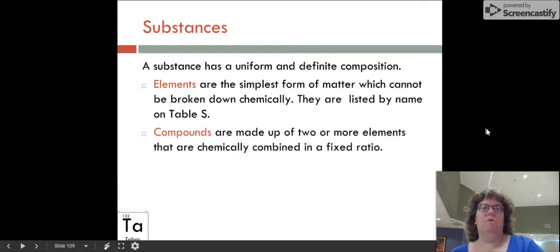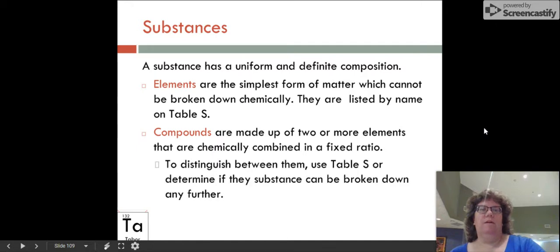Compounds are two or more elements that are chemically combined in a fixed ratio. Like water, H2O, is combined two elements, hydrogen and oxygen, in a fixed ratio, 2 parts hydrogen to 1 part oxygen. So water is a compound. So to tell the difference between elements or compounds, use Table S or look on the periodic table to determine if they can be broken down into smaller substances.